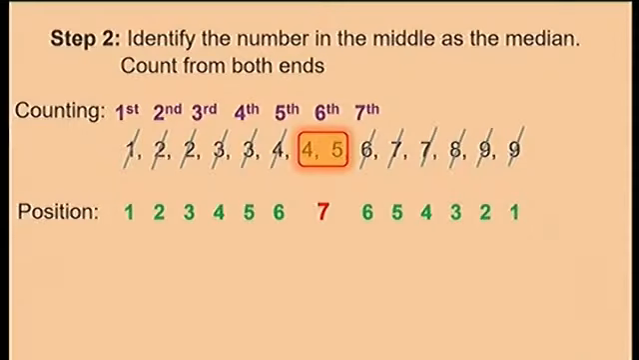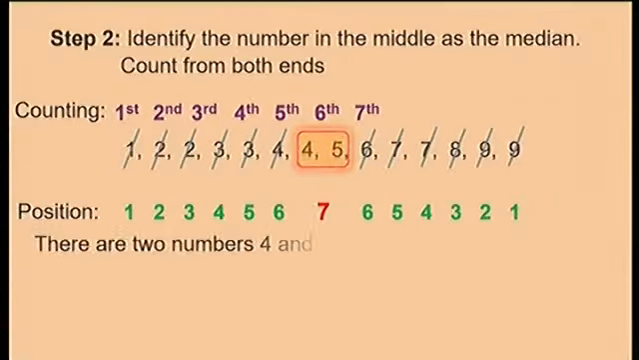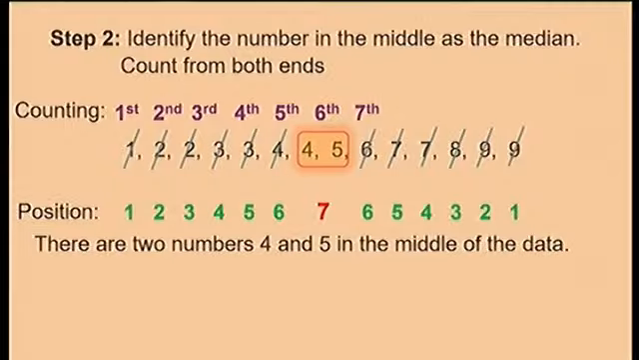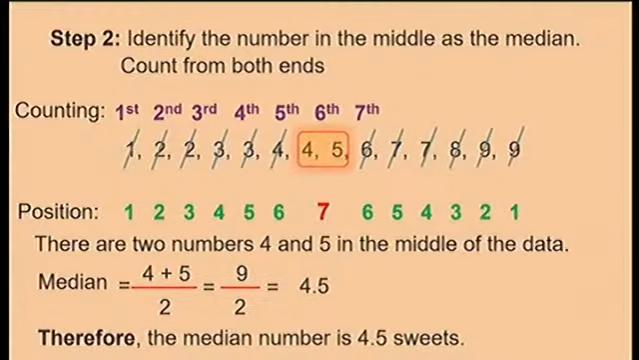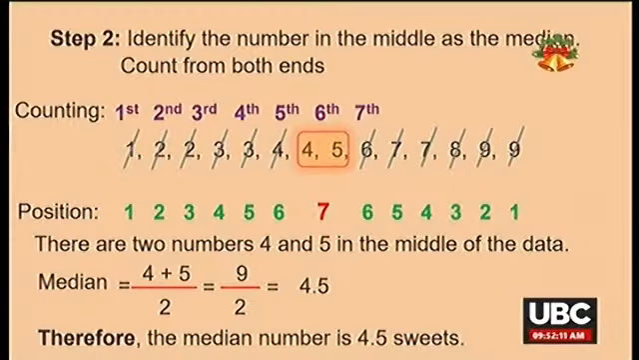So how do we determine our median using our 4 and 5? The two numbers 4 and 5 are in the middle of our data. We are going to use 4 and 5 to get our median. So what do we do to get the median? We get the sum of 4 and 5, and we divide by 2. The sum of 4 and 5 is 9. Divide by 2, we get 4.5. So our median number of suites is 4.5 suites.